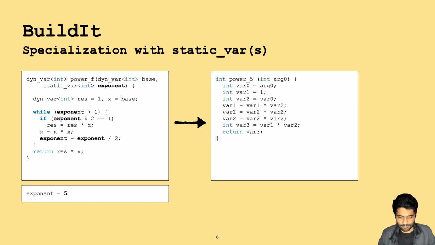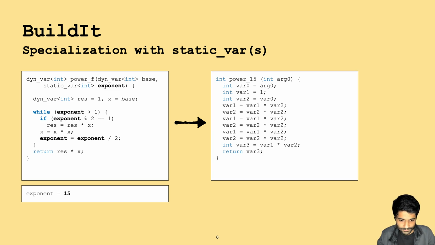Notice that since all the control flow was based on an exponent which is declared to be static, it is completely evaluated here and we don't see any loops or conditionals. Now if I keep the code the same but change the static input to be 10, the code generated changes this way. If I further change it to 15, it once again produces a specialized implementation of base power 15.